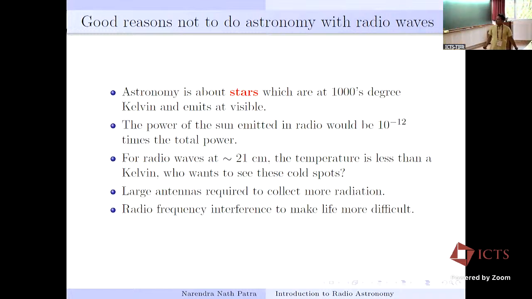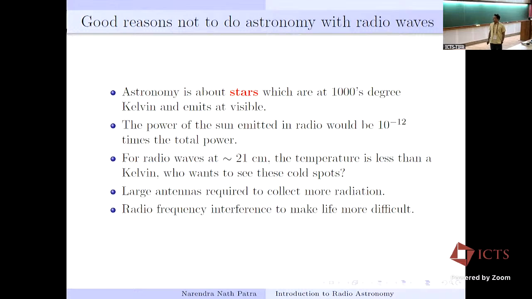These are basically black bodies, and they radiate energy in all wavelengths, right? The amount of radiation which you get in radio wavelengths is very less. If you consider the total bolometric luminosity of a star, you get about 10 to the power minus 12 times its bolometric luminosity. So it means that the share of power in radio wavelengths of a star is very, very less, right?